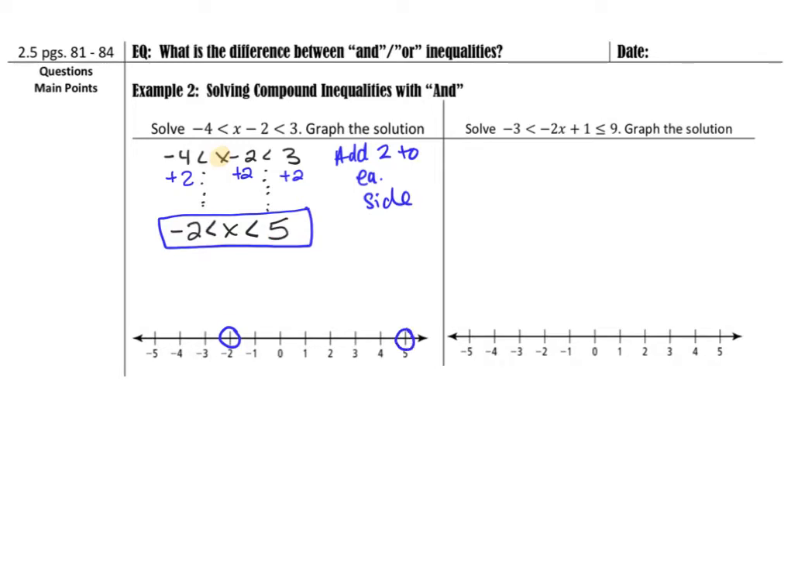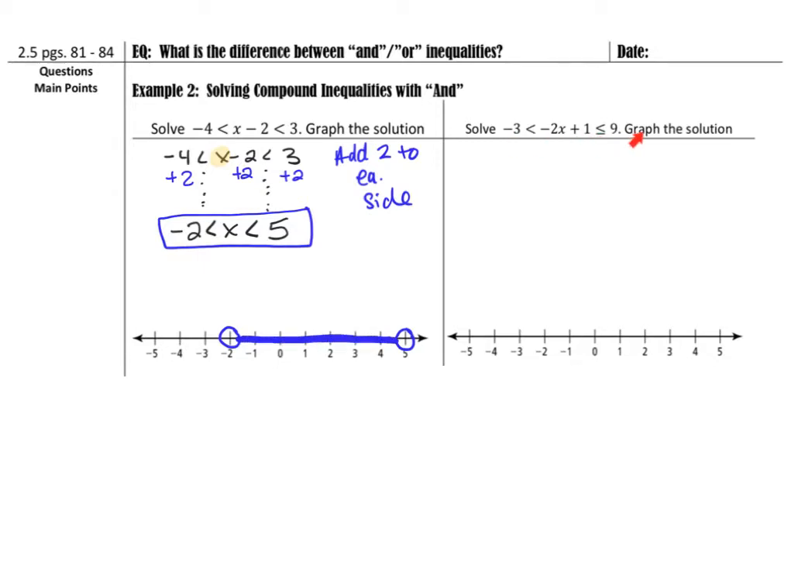And then and inequalities, remember, are shaded in the middle. So this means x is greater than -2, which would be over here. And x is also less than 5, so that would be over here. So they overlap in the middle. So you would shade in the middle.